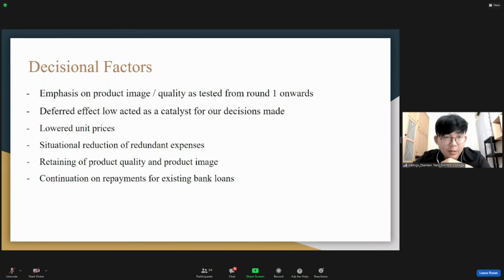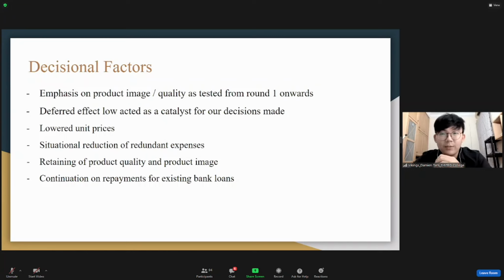Hi, I'm Damien and I'll be talking about our decisional factors. Primarily, our emphasis was on product image as well as product quality. This was tested from our round 1, where we saw a boost in sales volume and market share, and product quality actually enabled us to perform better in our given environment. Next is that the deferred effect was low. This also acted as a catalyst for our decision making.